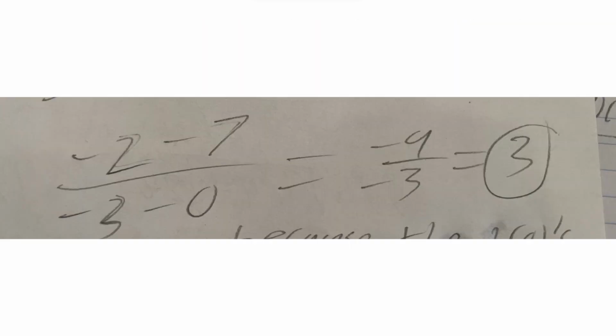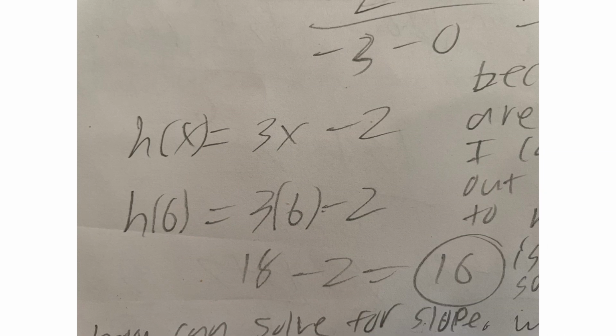With these 2 points, we can put them into the slope formula, which gives us negative 2 minus 7 over negative 3 minus 0, which is negative 9 over negative 3, which is 3. All right, now that we have the slope and the y-intercept from the point (0, negative 2), we have the equation h of x is equal to 3x minus 2.